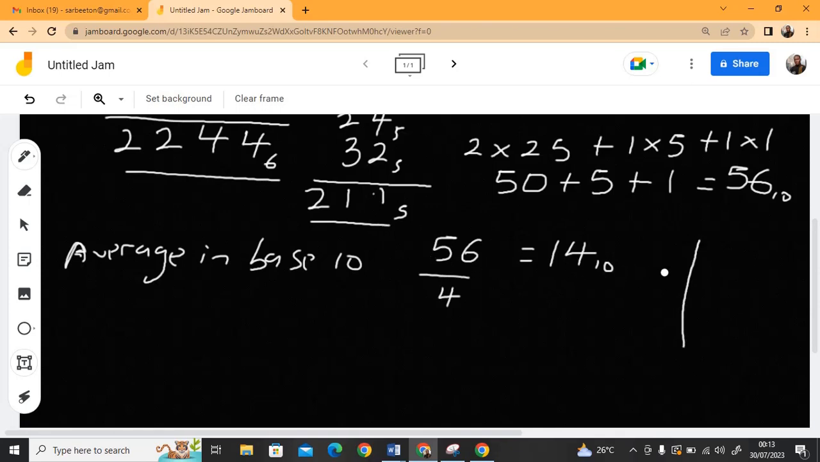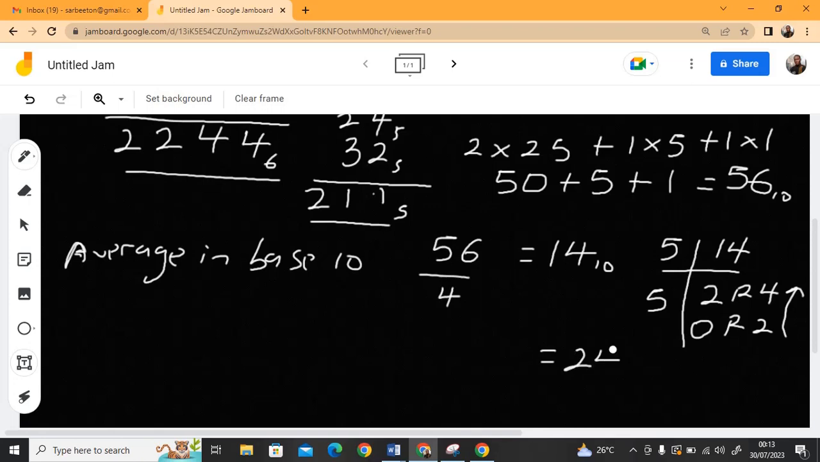To do the conversion, this is the last part. This is what you do. 5 goes into 14 twice, that is 2. Remainder what? Remainder 4, right? Use 5 again. 5 goes into 2 is not possible, so 0. Bring it to a remainder, remainder 2. So you move up like this. So your final answer is what? 24 base 5. This is your final answer.